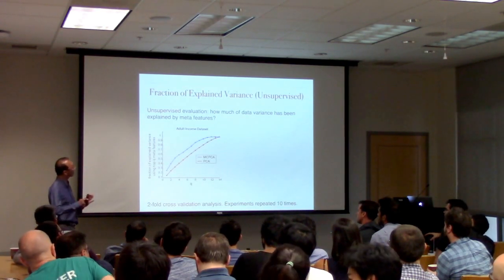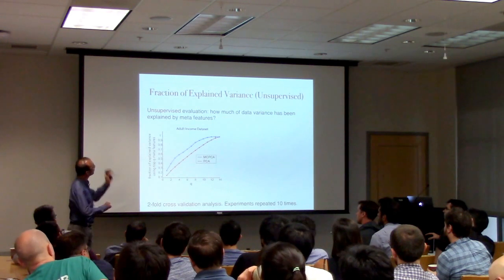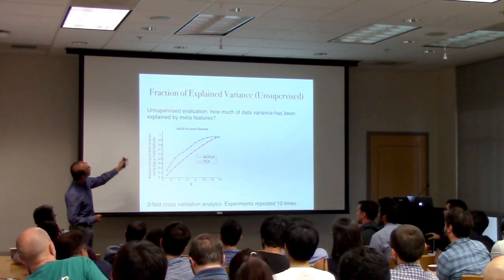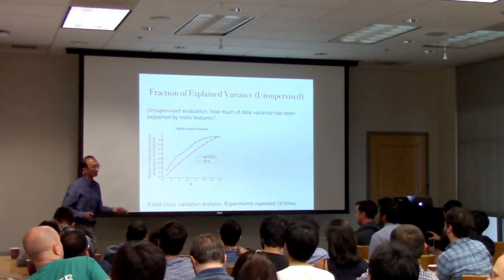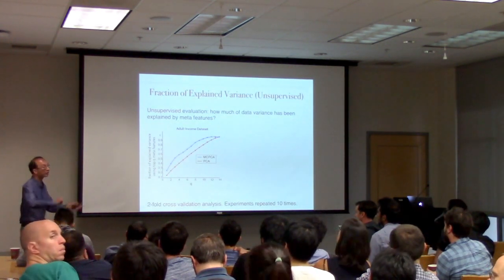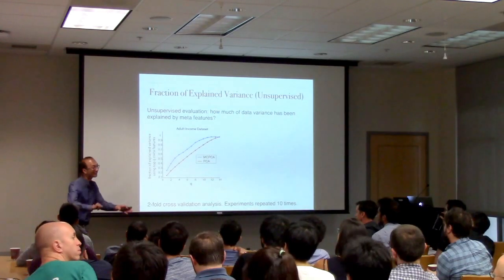So we took out half the data set. We compute PCA and MCPCA, and we evaluate on the other half. And we repeat this 10 times to get the average number here. Okay, so this is not cheating. We're not evaluating on exactly the same data set.